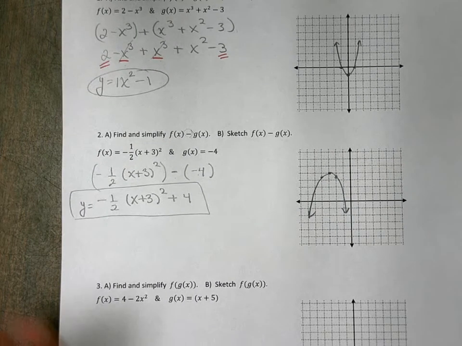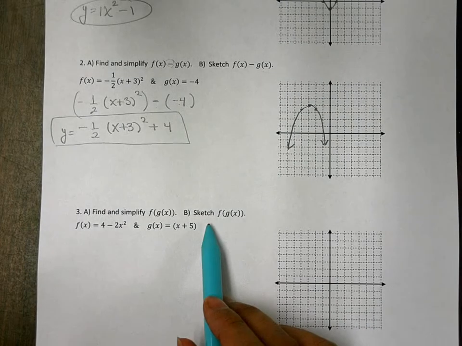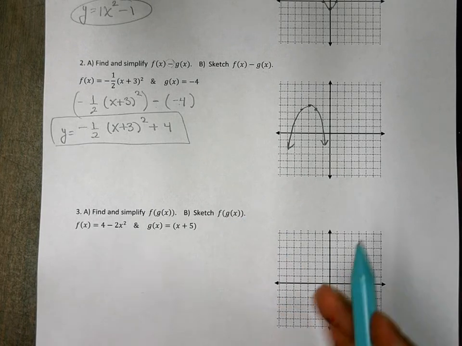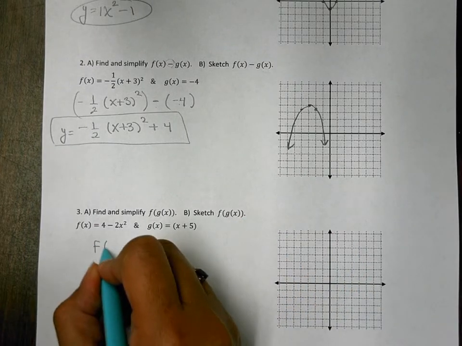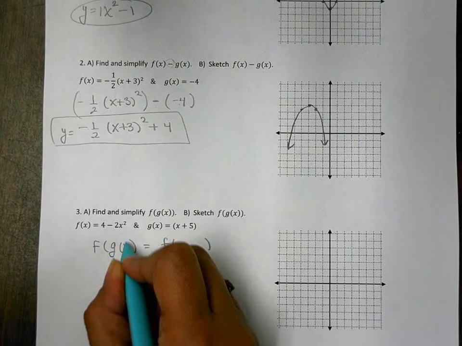Okay. Alrighty, moving on. Next one. Now we're back to compositions. F of g of x. We're going to take one and plug it into the other. F of g of x means f of, what is g?